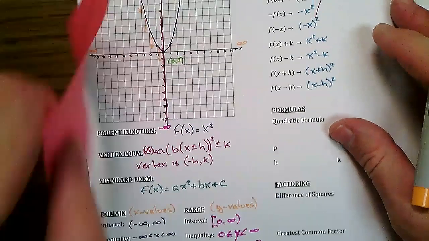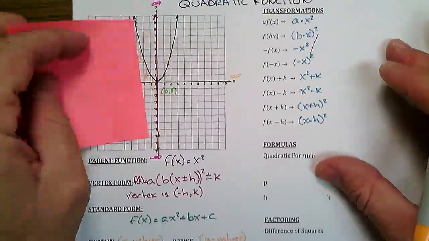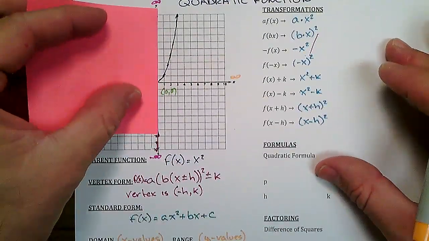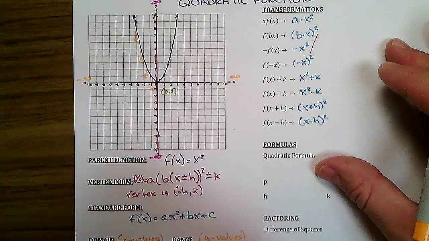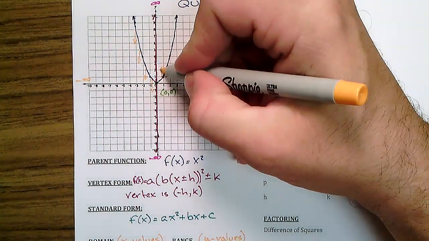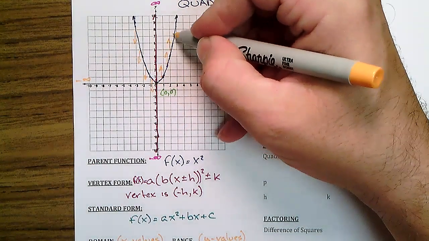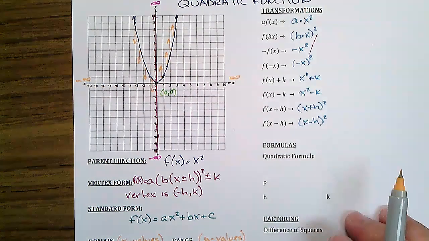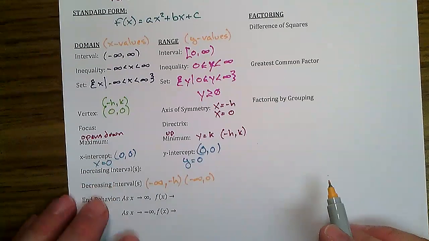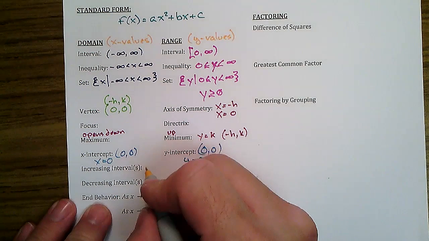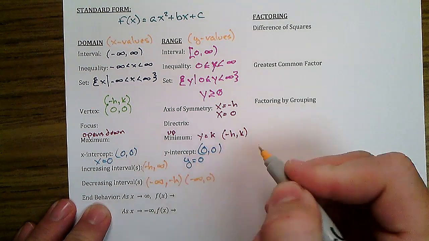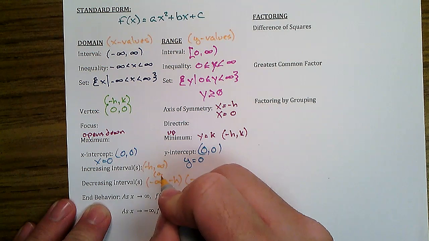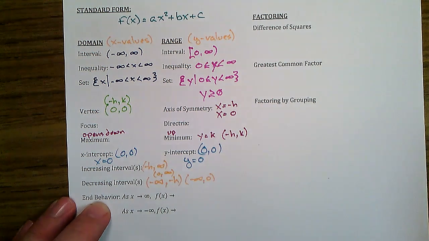Our increasing interval then is going to start at our vertex. And as we continue to go right, our y values are now going up. So again, our increasing interval is going to be from negative h to infinity. And in this case, 0 to infinity.